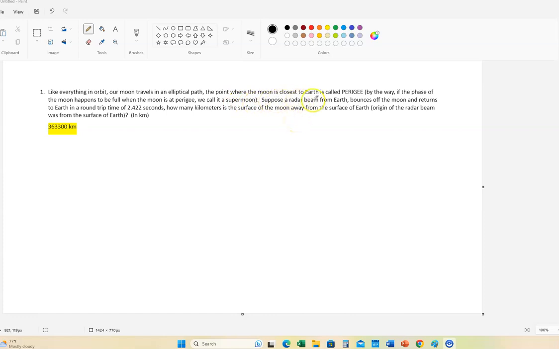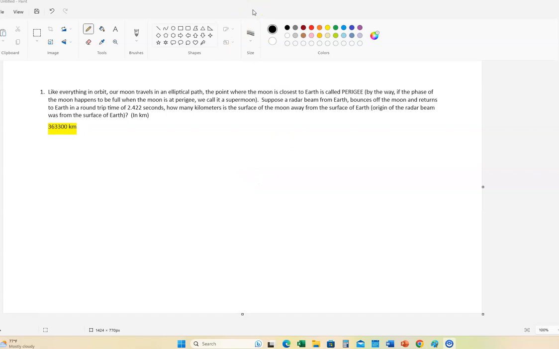It says, suppose the radar beam from Earth bounces off the moon and returns, and the round trip time is 2.422 seconds. How many kilometers is the surface of the moon away from the surface of the Earth, which is where the radar beam was originally sent? We want it to be in kilometers, and there's the proper answer. Let's go ahead and do this.